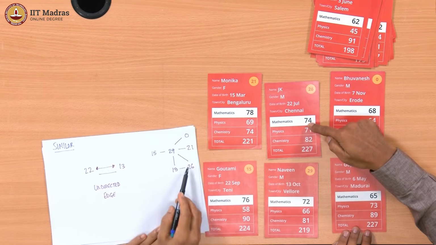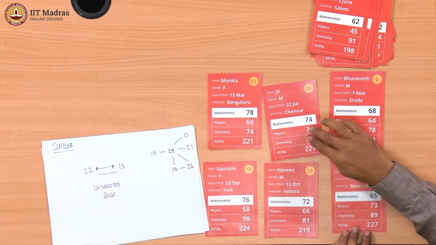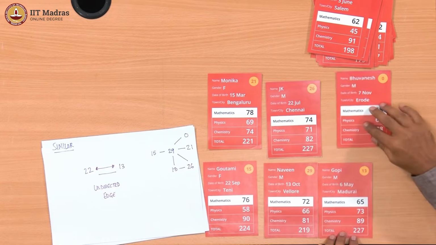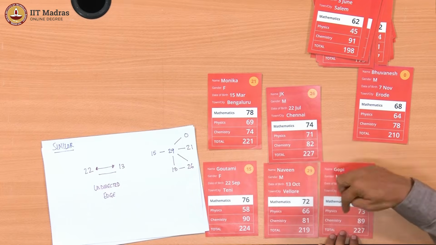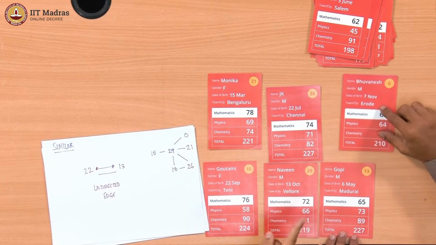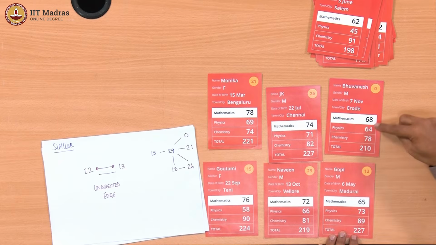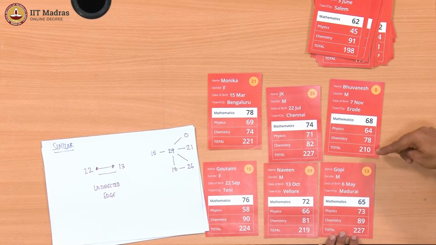So here with 13, what you are looking for, we now have a group of 3. Naveen, JK and Gopi are all similar to each other, because pairwise they are similar. What about that one? Gopi: 65, 68, 73, 64, 89, 78. That's not so.